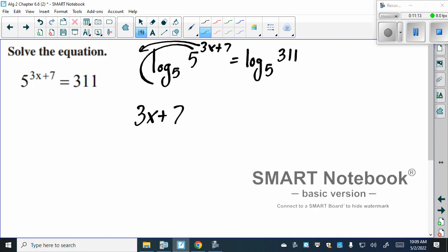What do we know about log base 5 of 5? It's going to cancel out. It's going to become 1. It's going to go away, yes? Okay. Go away. What can we do next? Subtract 7 from both sides.